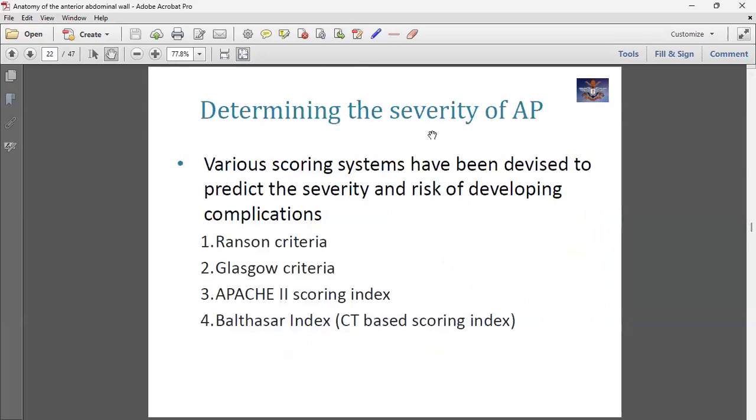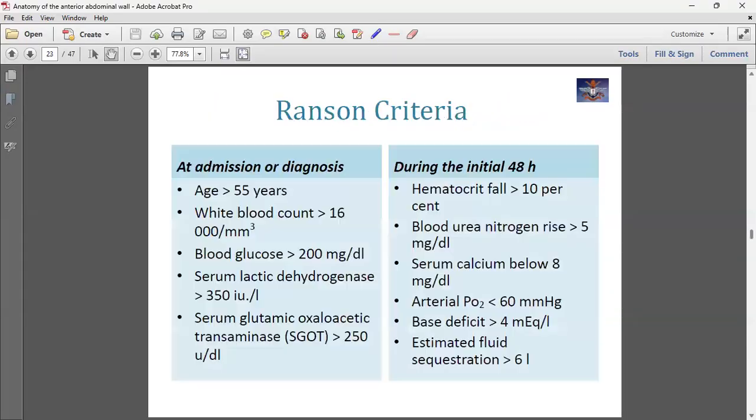So, determining the severity of acute pancreatitis. There are these different criteria: Ranson, Glasgow, APACHE, and Balthazar index. Guys, it's very good if you can know these things. They won't ask these cutoffs, but they might ask as a true or false question: what are the things used to determine the severity? So just go through this leisurely and try to remember at least some. WBC count, glucose, LDH, blood gases, hematocrit, and all that.